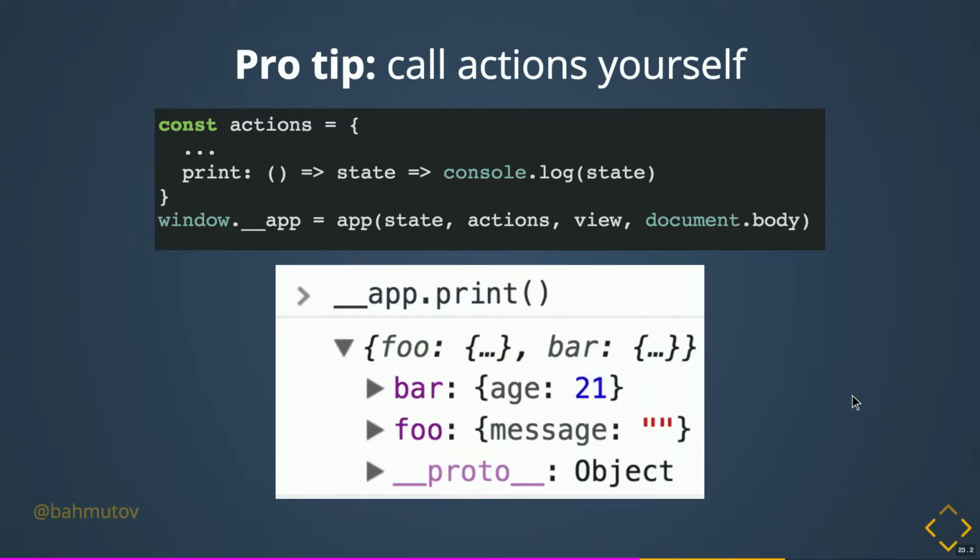So if you call, for example, this app variable, app.print, you can actually see the current state because it prints the current state. It's a really, really interesting idea where you can create interoperable little widgets.